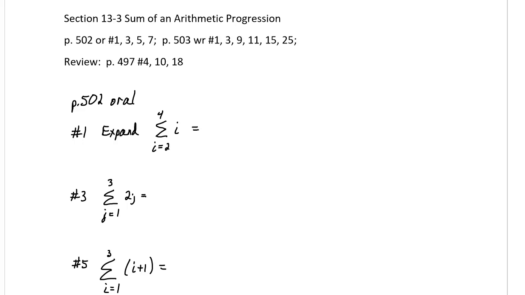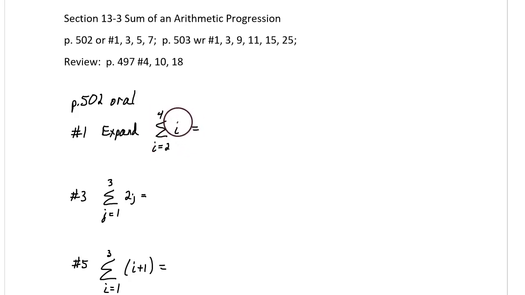Here are the answers for the section 13-3 homework. Number 1, expand this summation. So this symbol right here is a sigma. On the bottom, we're told to begin by substituting 2 in place of i. We're supposed to continue that until we've put in 4 for i.